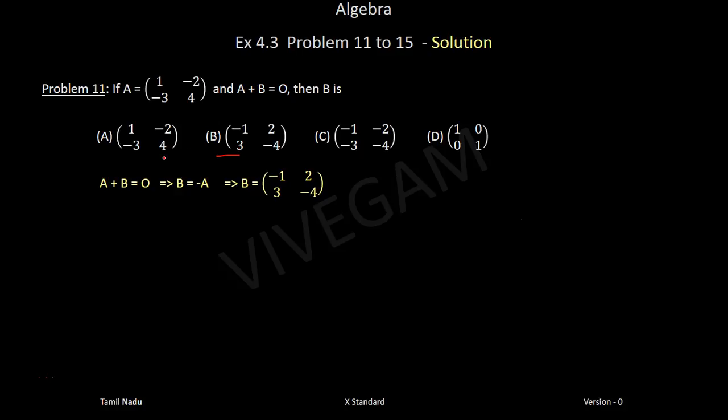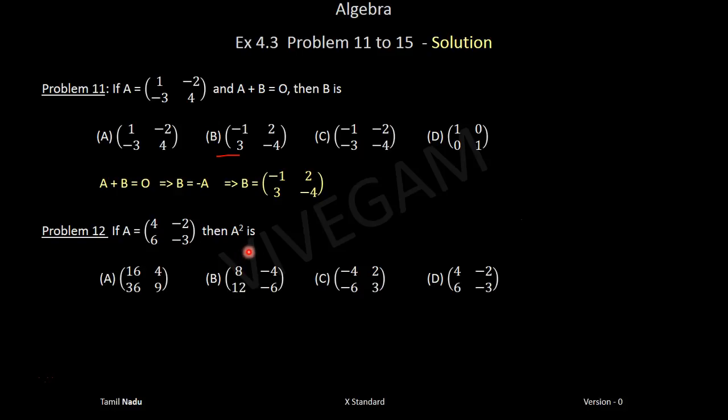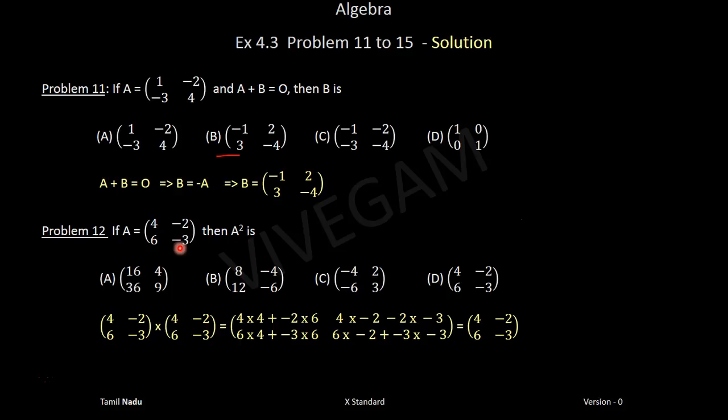Okay, you got to be very careful in selecting these options because you see very small change. It looks very similar, so you got to be carefully analyzing before selecting the correct option. Right, next problem 12. So if matrix A equal to 4 minus 2 6 minus 3, then A square is, they have given various options. So basically A square is A into A.